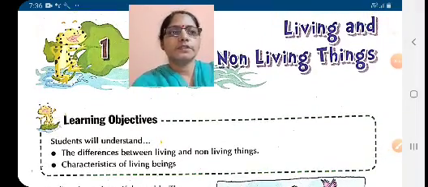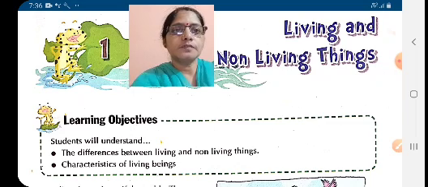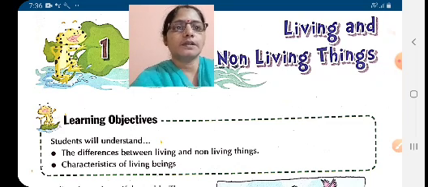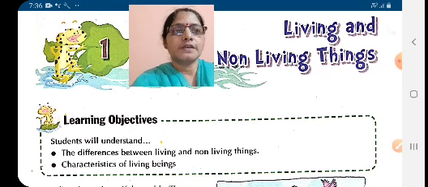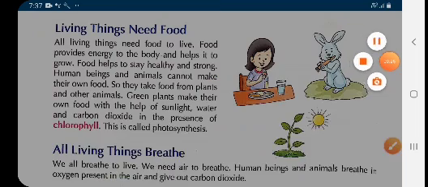Children, we were doing chapter 1, living and non-living things. In this chapter we have already studied what are living and what are non-living things, and also we have studied the differences between living and non-living things. Now we are going to study characteristics of living things. So children, let us start.